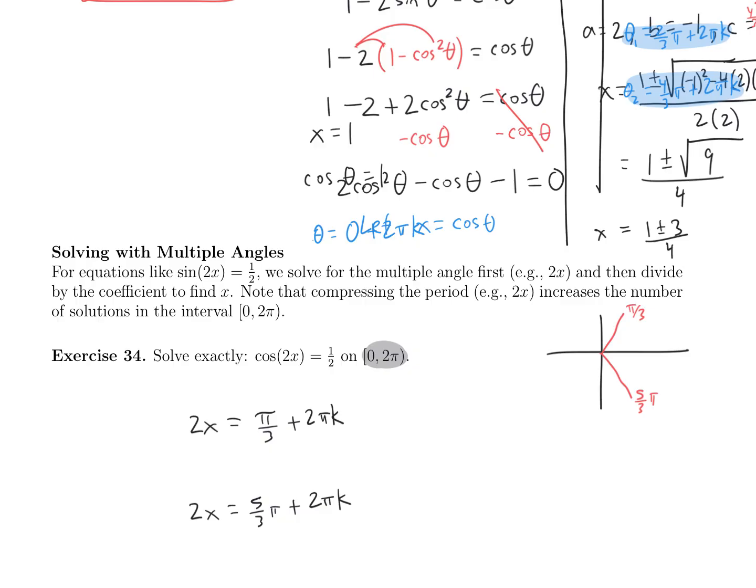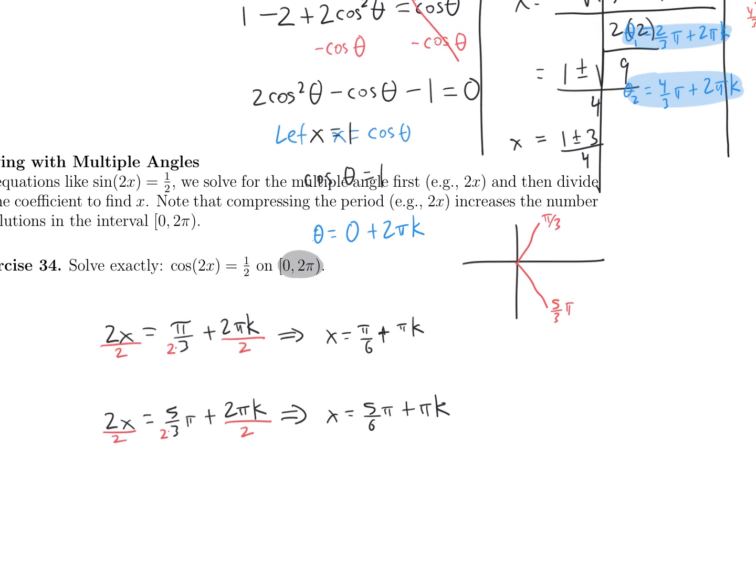And so now you have to solve for x for both of these. So let's solve for x by dividing by 2. When you divide a fraction by 2, you're really just multiplying the denominator by 2. Same thing with this one, divide by 2, multiply the denominator by 2. Okay, so the equations now become x equals pi over 6 plus pi k. And this one becomes x equals 5/6 pi plus pi k.